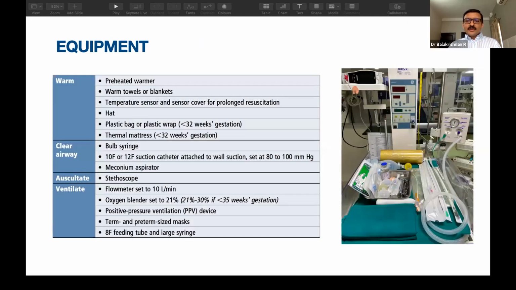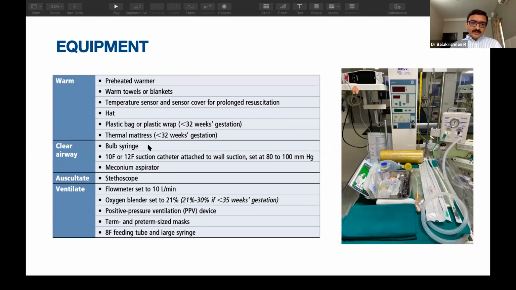As we go through the equipment check, it's easier to go through it based on what we do for the newborn during the resuscitation, like warmth. For warmth, we need a preheated warmer, which should be switched on at least 15 to 20 minutes prior. We need at least 2 to 3 warm towels or blankets. For a preterm delivery, we would need a plastic wrap and a thermal mattress.